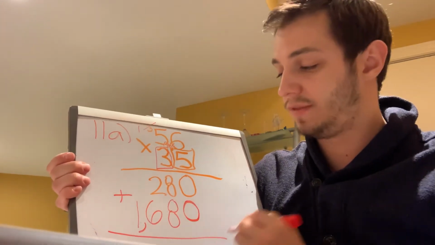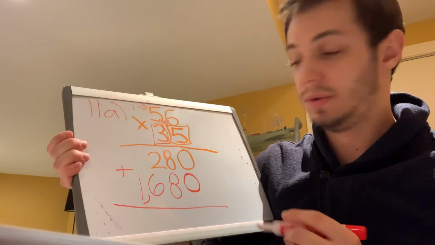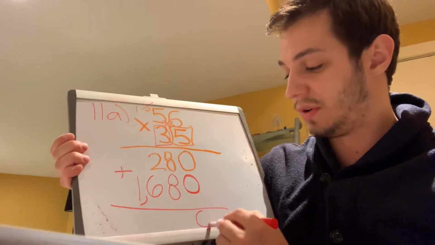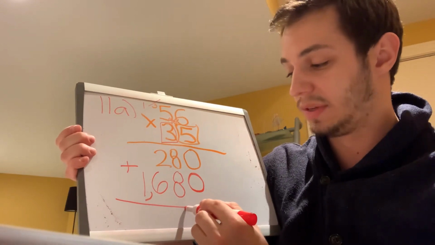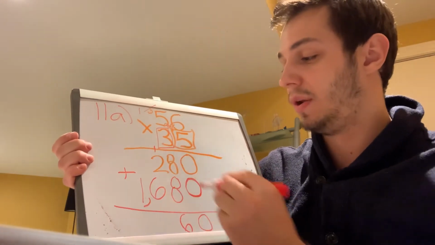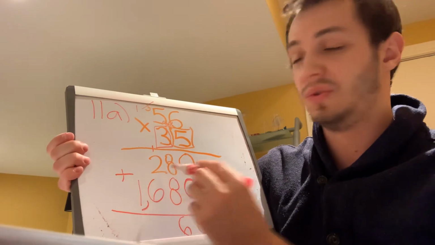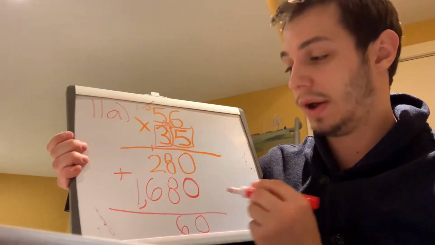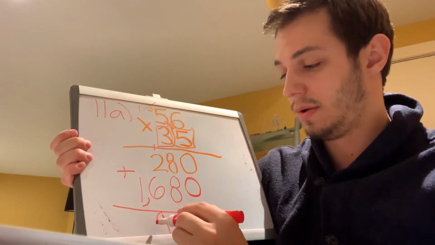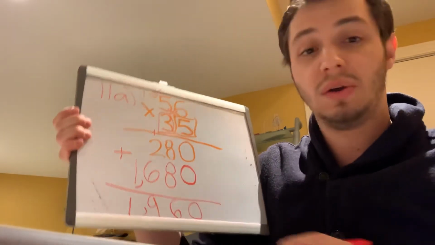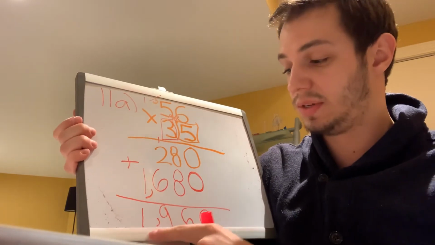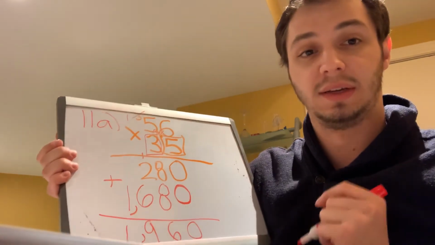And now all you have to do is add your numbers. 0 plus 0 is 0. 8 plus 8 is 16. So I will put my 6. Carry the 1. 6 plus 2 is 8. Plus the 1 is 9. Add my comma. And then 1 plus 0 is 1. So my answer is 1,960.